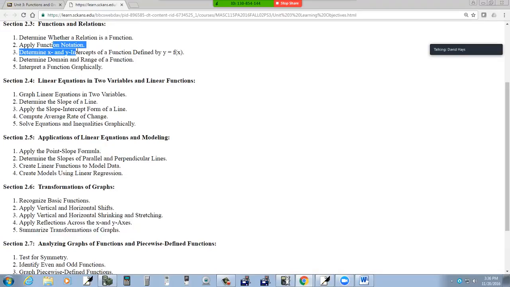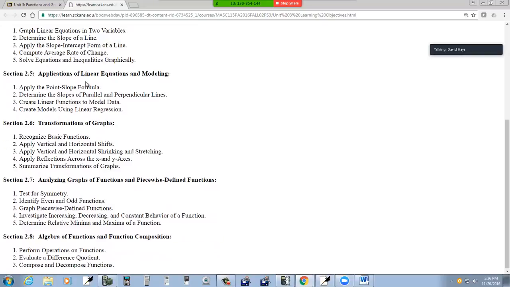Let's see, apply function notation. We talked about x and y intercepts. Domain and range of a function. Interpret a function graphically. And like I said, some of this I'm not gonna cover.